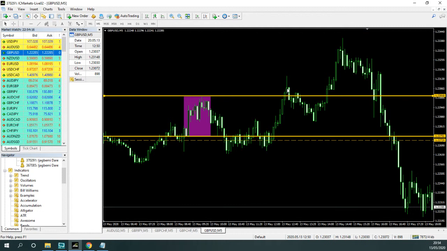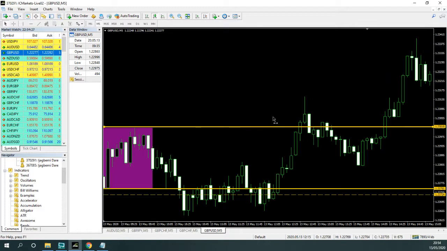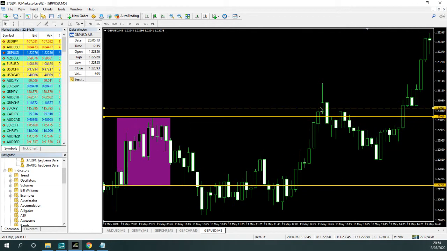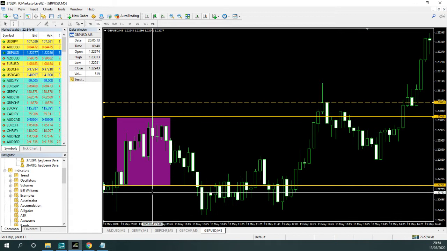You got another chance there. That's another candle that is outside of the box and is not touching it. Let me zoom in so that you can see properly. So that's another candle here. That is another opportunity for you to buy. That's another signal. So here you buy. What is your take profit target this time?